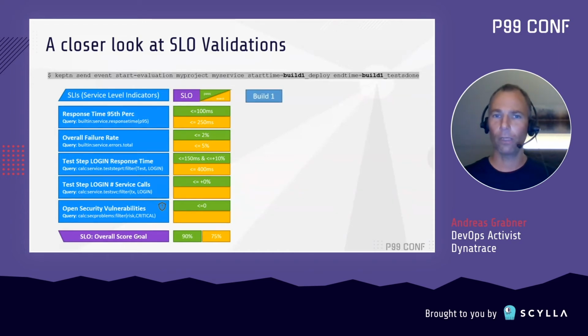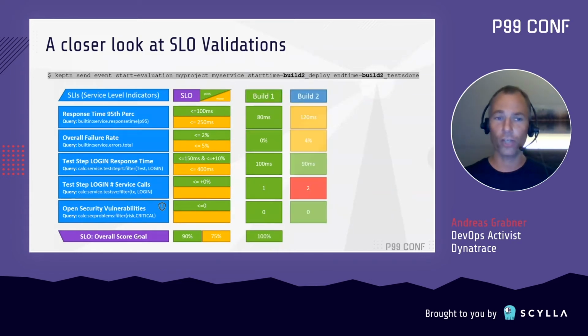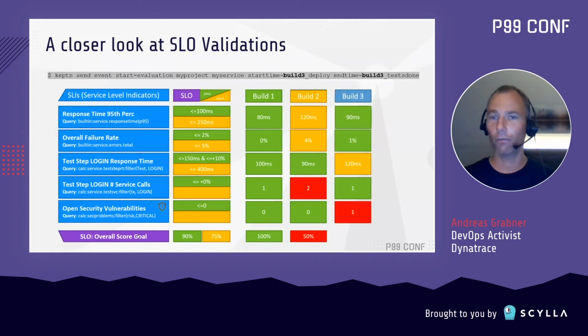So for example, build 1 comes along, Keptn pulls the data out of your monitoring tool, everything is green, perfect, you get 100%. Build number 2 comes along, the developer makes a change and introduces a regression on the number of backend service calls. It increases from 1 to 2, which is violating our rule. This is a regression, with immediate feedback to the developer. Not a good thing. Also, response time is higher. Performance problem.